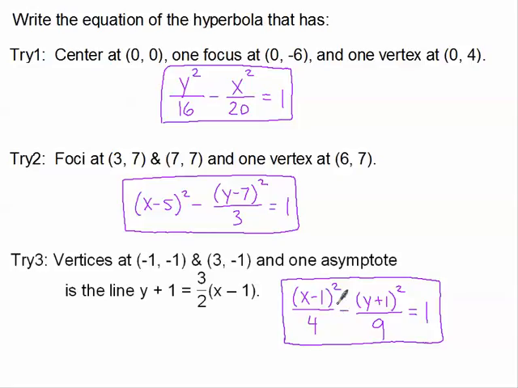Okay, don't forget you have a minus sign in each one of these because they are hyperbolas, and please make sure you have the correct term coming first. The top one was a vertical one, and the other 2 were horizontal ones.